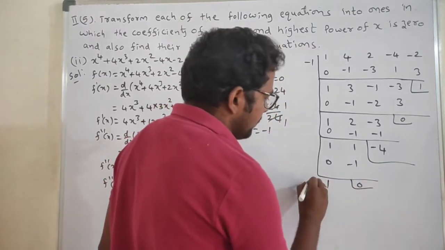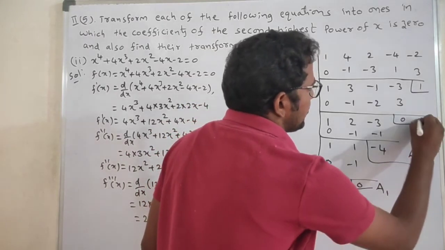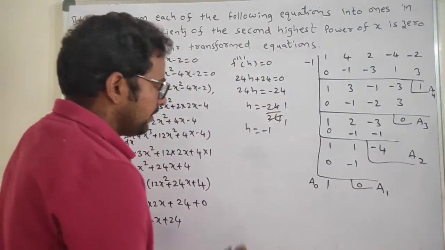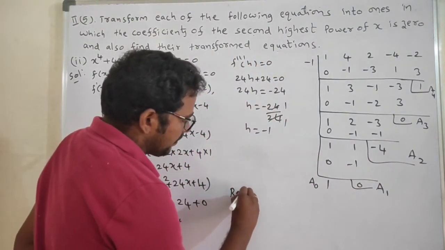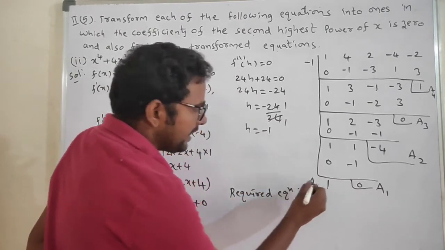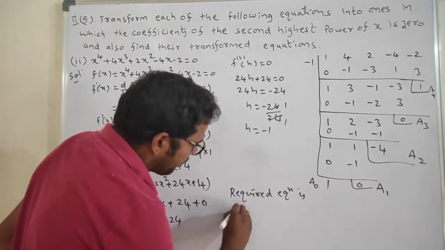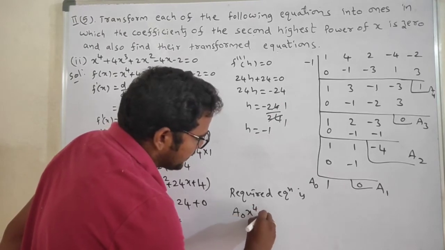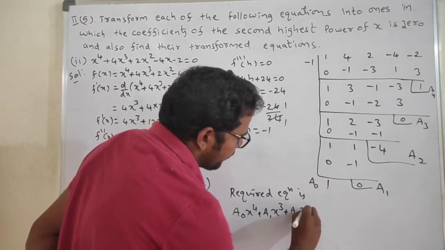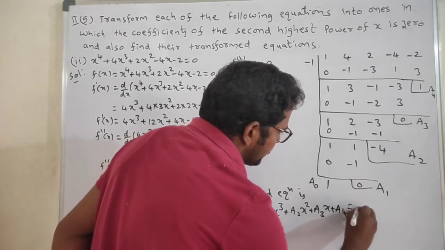So take this as A0, this as A1, this as A2, this as A3, this as A4. So what is the required equation? Required equation is A0 x power 4. x power 4 is the highest degree, x power 4 kada. So A0 x power 4 plus A1 x power 3 plus A2 x square plus A3 x plus A4 equals to 0.